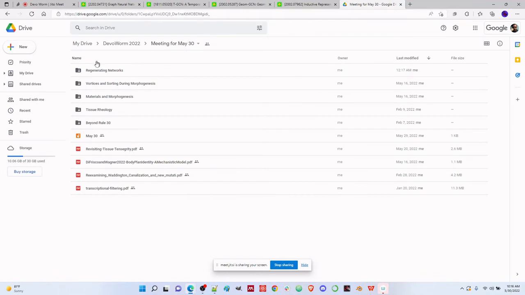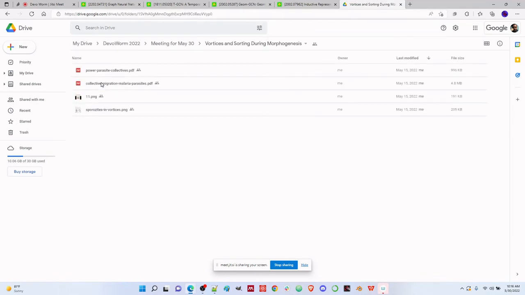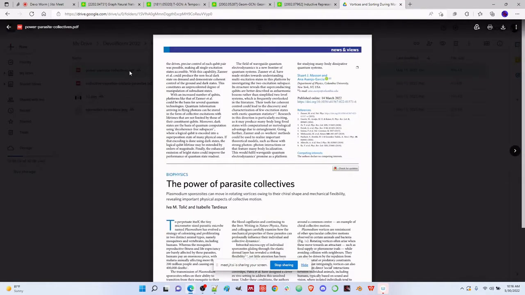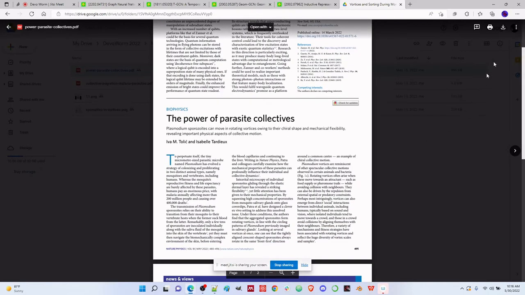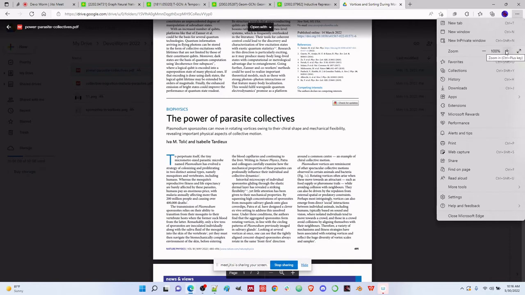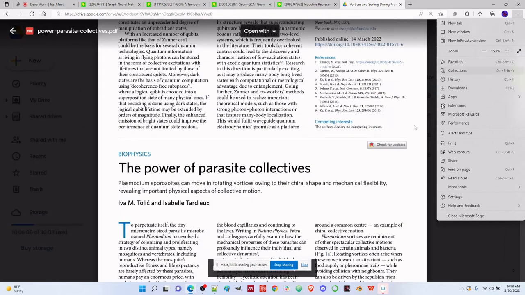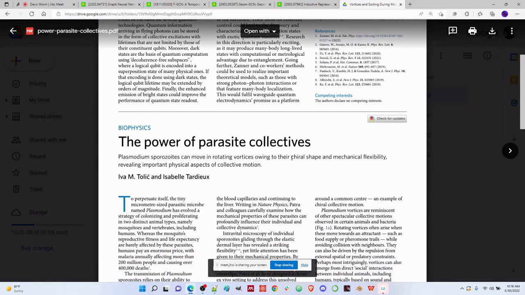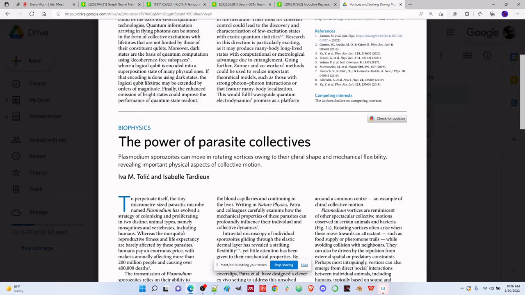Okay, now we're going to go to one set of readings that I wanted to talk about, and this is a very interesting set of research from, I think, a single group. I can't remember, but let's look at this. This is about parasite collectives, and you're like, why are parasite collectives interesting to development? And the answer is because they form very interesting patterns, and we'll see some examples of those patterns in a minute.